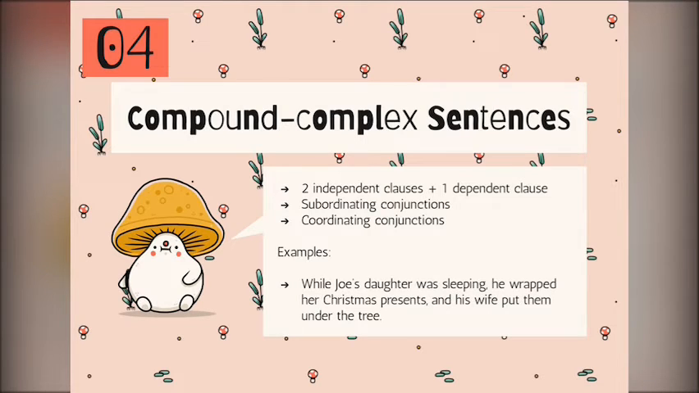The phrase while Joe's daughter was sleeping can't really stand by itself, but the clause he wrapped her Christmas presents can stand by itself, and the clause his wife put them under the tree can also stand by itself. So it's easy to identify using the rules up top that this is a compound complex sentence since it does have two independent clauses with one dependent clause.